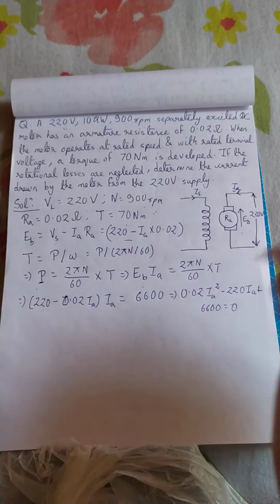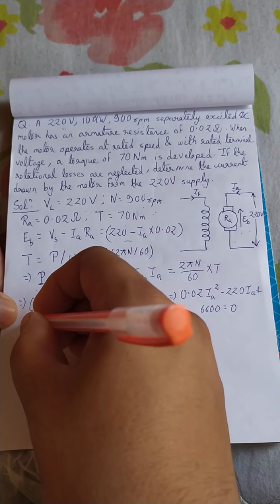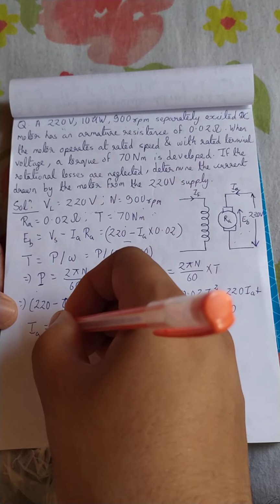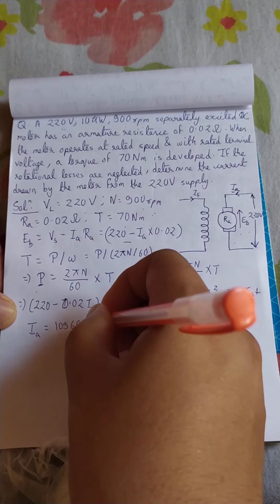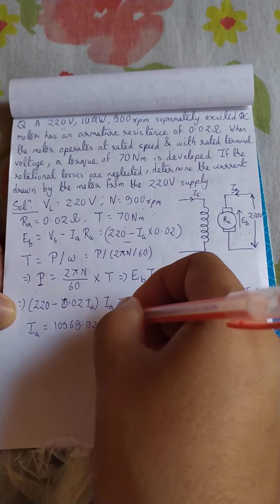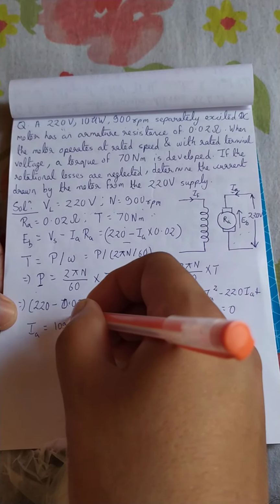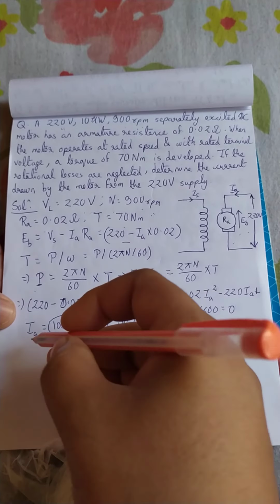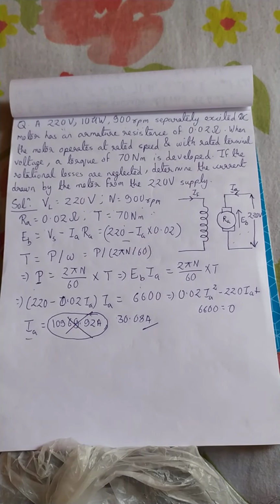So I am having a quadratic equation now. You have to solve this quadratic equation to find out IA. If we solve it, we get two values of IA. One value of IA will be 10969.92 ampere and the other 30.08 ampere. Of the two, the first value is quite large, so we are going to ignore it. So the value of IA will be equal to 30.08 ampere, and this will be the appropriate answer.